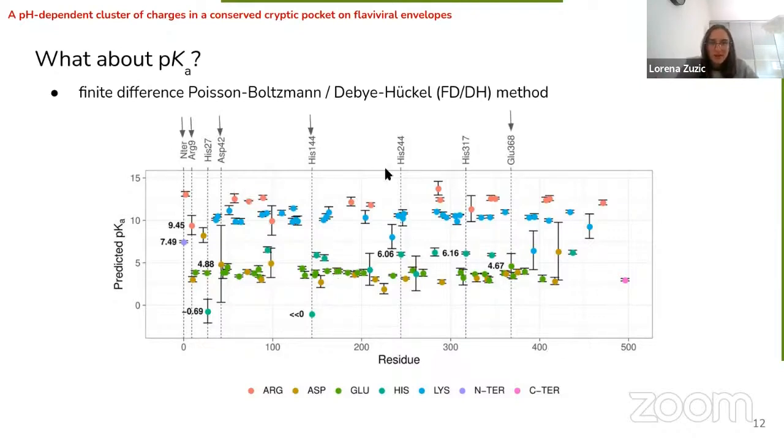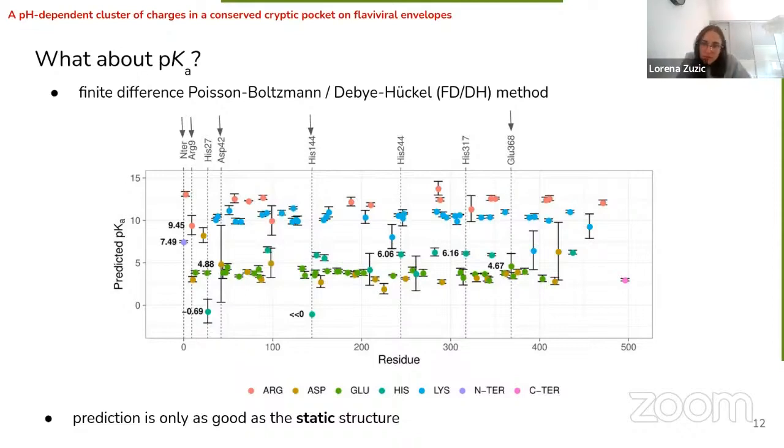So these, the highlighted ones, are the residues from the cluster, and there are also some others that have been mentioned in the mutagenesis analysis, which are also included here. As you can see, some are all over the place, some are fairly consistently what you would expect from a residue of that type. But the main issue with this approach is that your pKa prediction is only as good as your static structure, which in my case is a 3.7 angstrom cryo-EM structure of a virus, so maybe not the best.